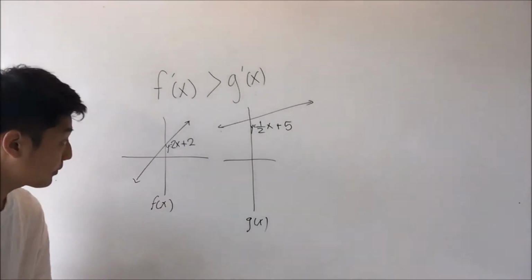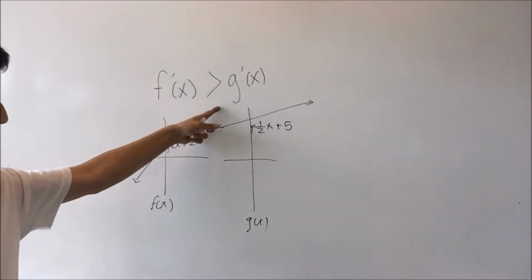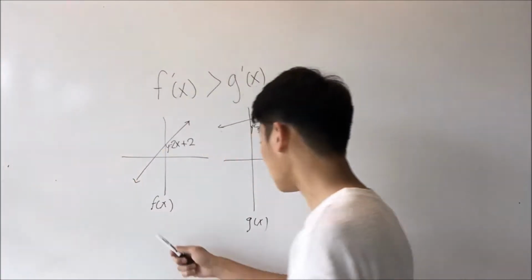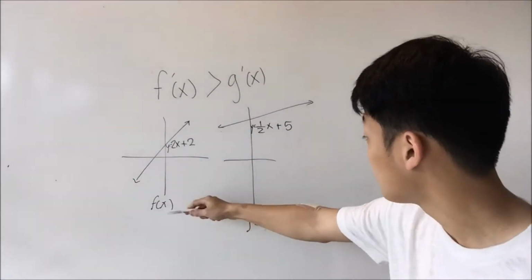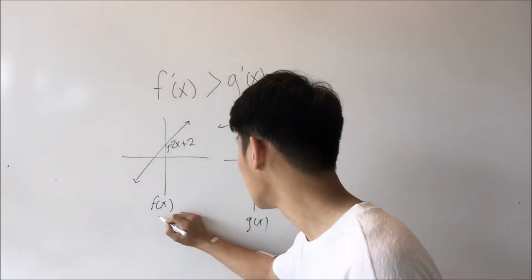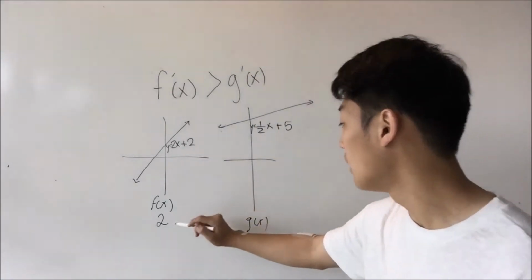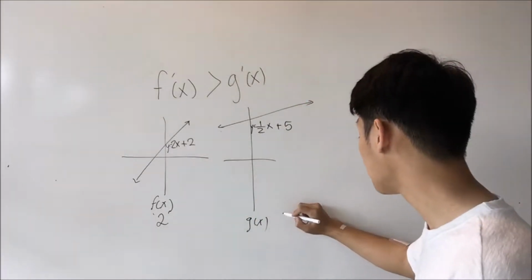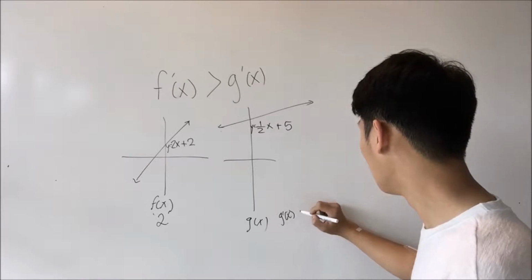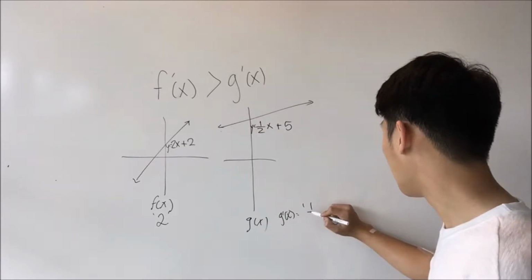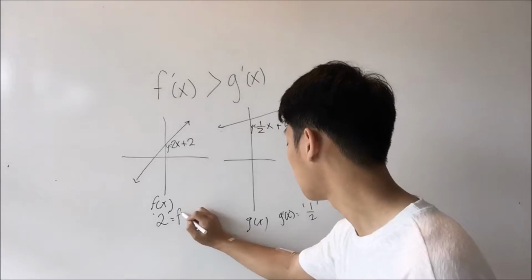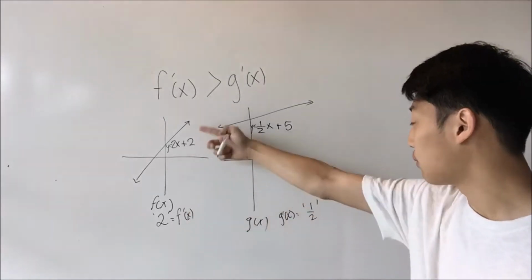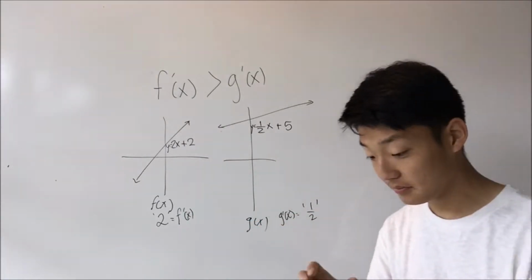So, as you look at it, f prime is the derivative of the function of the graph. If I differentiate this function, f prime becomes 2, right? Because it's 2x plus 2. And for g prime x, if I differentiate this, g prime x will equal 1/2, right? So we have proven that this graph's f prime is greater than g prime x.